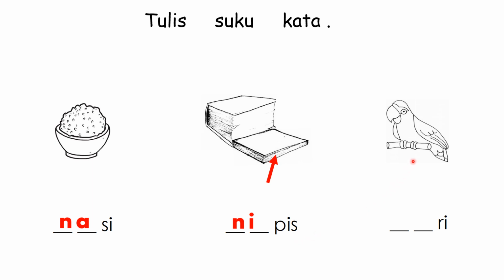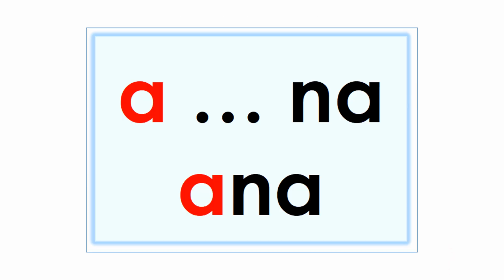This is Nuri. In Malay, that's a parrot. So Nuri has two suku kata. What are we going to write here? Yes, we are going to write Nu. N, U, Nu. And we have Ri at the back. Nuri. Yeah? Two suku kata.